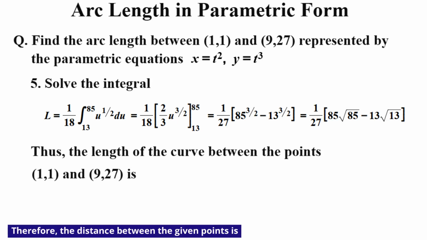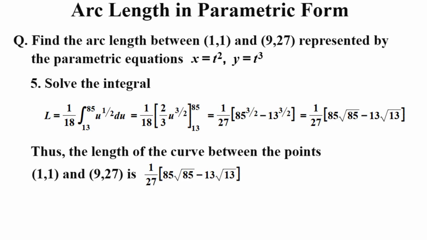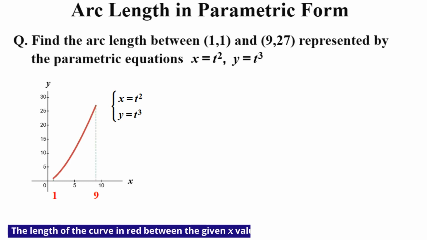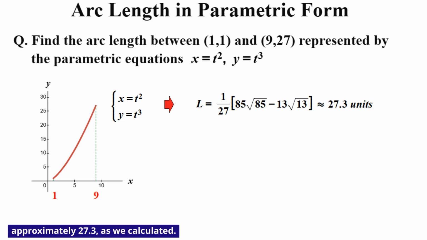Therefore, the distance between the given points is approximately 27.03. Let's plot the parametric equations. The length of the curve in red between the given x values is approximately 27.3 as we calculated.